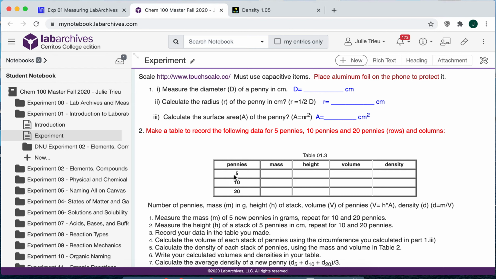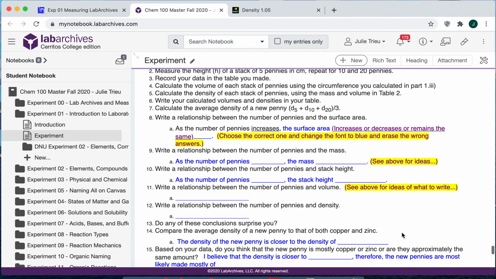And it doesn't matter how many pennies you have, the density should be what? The density of pennies is supposed to be a constant number, which means it doesn't change, no matter how many pennies you have. Remember, if you adjust the size of any material, if you reduce the size, the mass is also reduced, so the ratio between the mass and volume stays constant. So when you're calculating the density of 5 pennies or 10 pennies or 20 pennies, these numbers are supposed to be very close to each other.